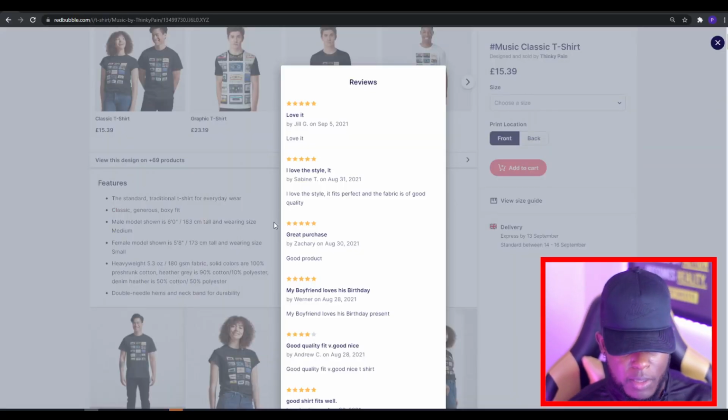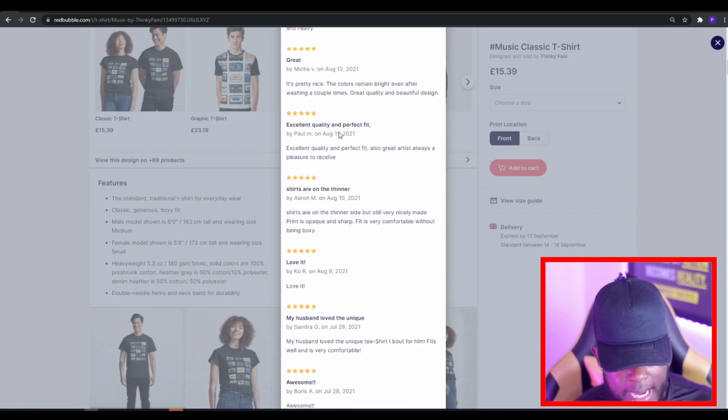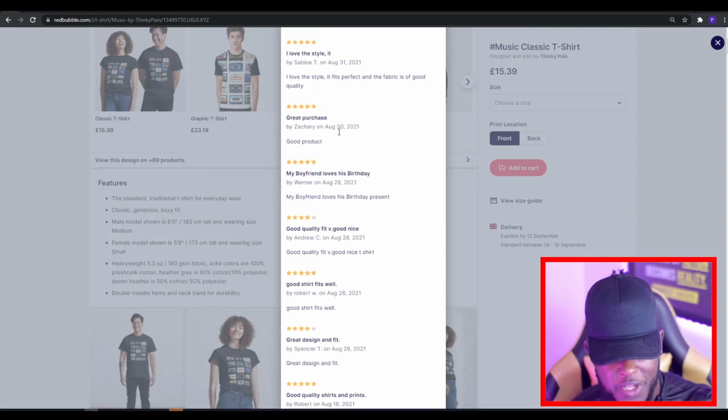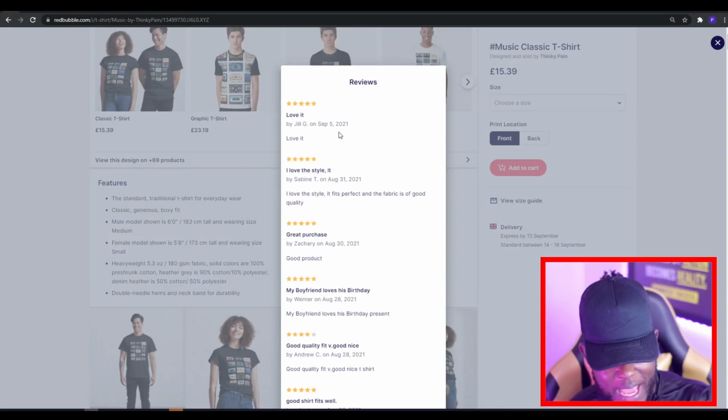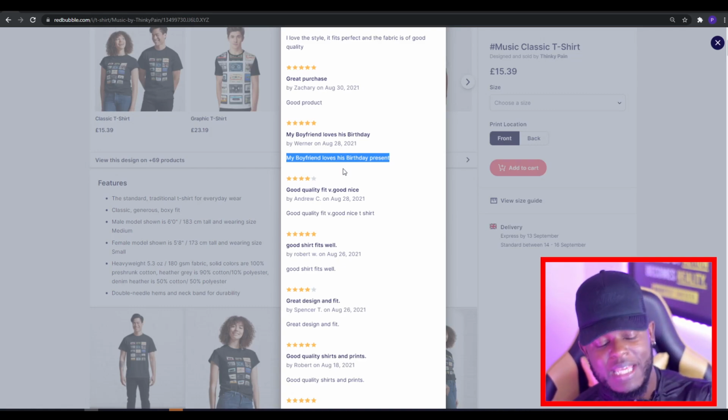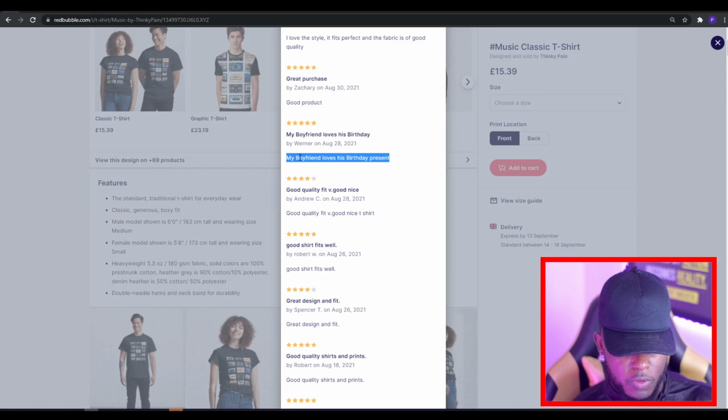Now, starting us off, the main reason I like this section here is because obviously it gives you a good idea of what everyone thinks in regards to the products. Most of the reviews speak about the materials, but every now and again, if you look through, you will see a review such as this one that shows you who is buying this product and who they are buying it for. For example, we've got one here that says, "My boyfriend loves his birthday present." So this review shows that someone bought a t-shirt as a birthday present for their boyfriend.